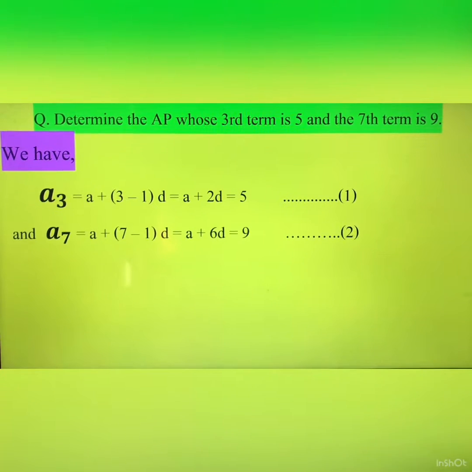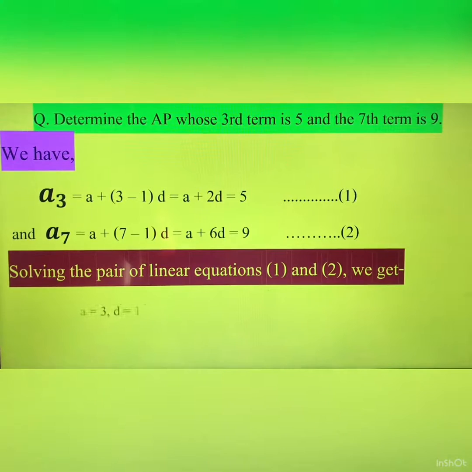This is equation number 1. And the seventh term is given as 9, means A7 equals A plus 7 minus 1 into D, that is A plus 6D equal to 9. This is equation number 2. On subtracting equation 1 from 2, we will get A equal to 3 and D equal to 1.